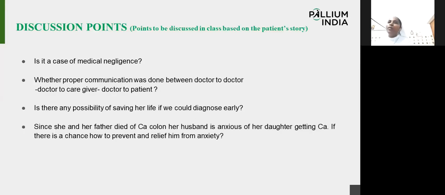So, discussion points. Is it a case of medical negligence? Whether proper communication was done between doctor to doctor, doctor to caregiver, and doctor to the patient? Is there any possibility of saving her life if we could have diagnosed earlier? And since she and her father died of colon cancer, her husband is anxious about his daughter getting cancer. If there is a chance, how to prevent it and relieve him from anxiety? Thank you.